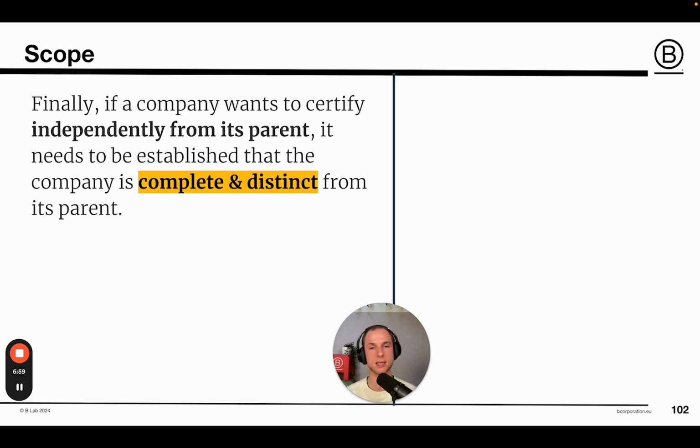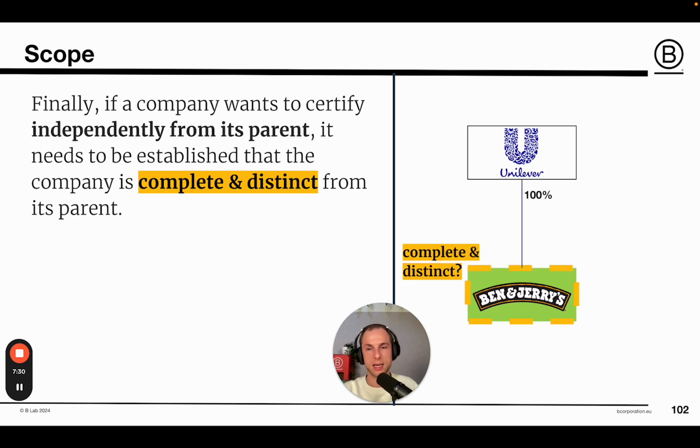So in this case, B-Lab cannot certify companies that have a certain degree of overlap or dependence on their parent entity. Similarly, companies whose parent companies have something to say, for example, have a big influence on the purchasing of the subsidiary, that might be a red flag, for example.